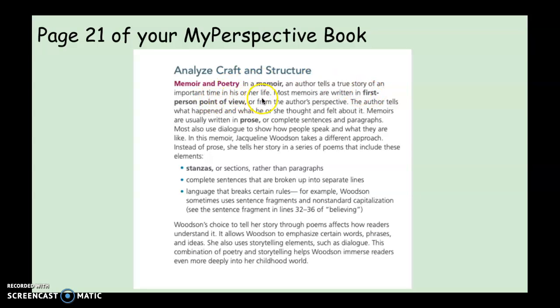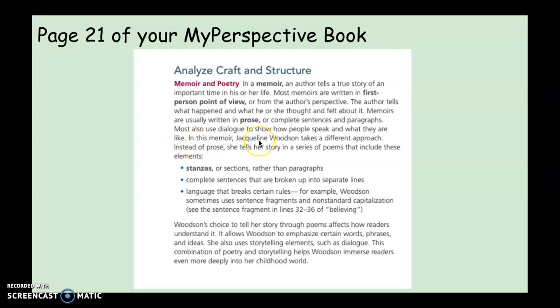So in a memoir, an author tells a true story of an important time in his or her life. Most memoirs are written in first-person point of view, or from the author's perspective. This is where we hear the I, me, my. The author tells what happened and what he or she thought and felt about it. Memoirs are usually written in prose. Again, that's complete sentences and paragraphs.